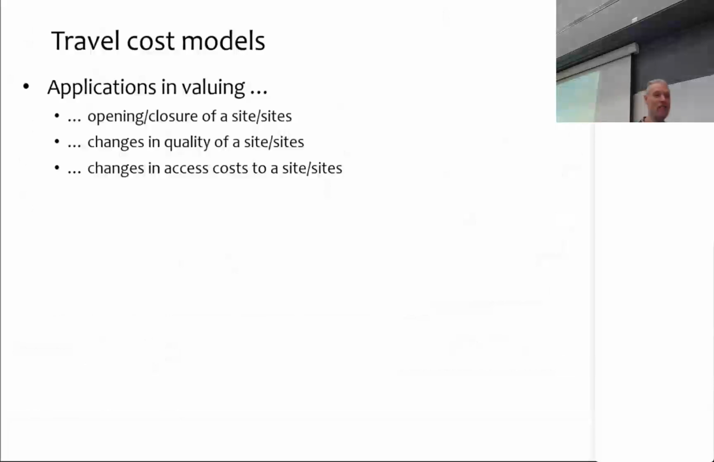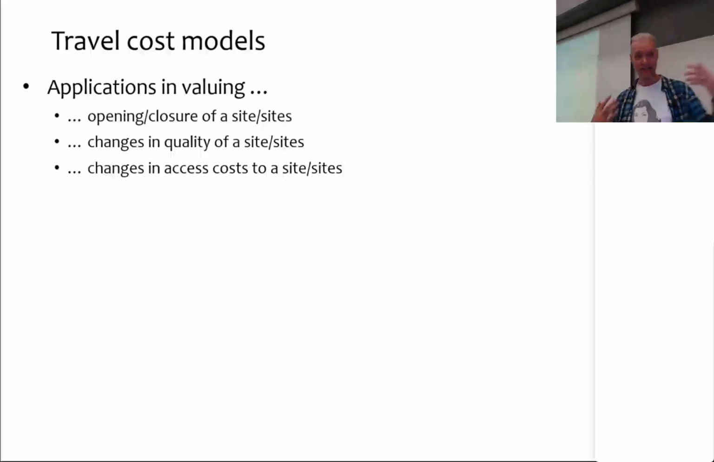Anyway, so that's the travel cost method. What can you use this for? You can use it for looking at sites, recreation sites. And you can look at them, opening them or closing them, or changing their quality. Or you could look at changes in access, right? If there's a car park there, we can charge more for parking or start charging for parking.